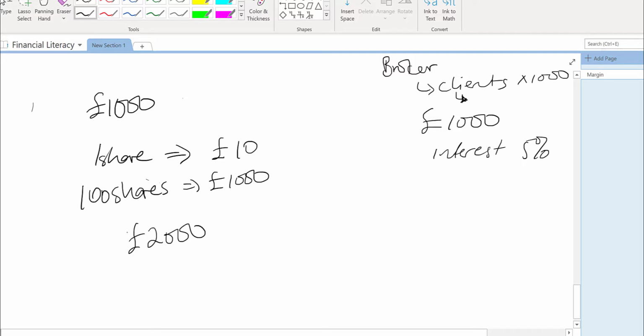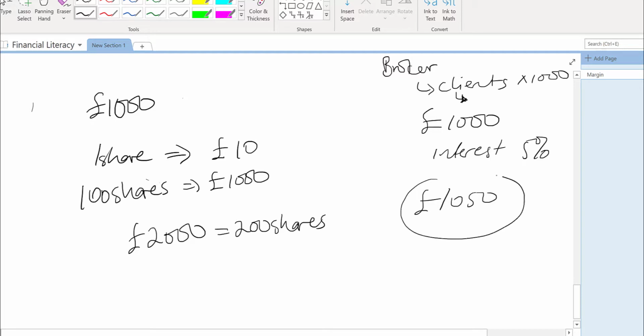So you now have £2,000, right? And your £2,000 now, you can use it to buy more shares. So you now have 200 shares. But remember, you still owe the broker £1,000 plus 5% interest, which is £50. So basically, this is how much you actually owe the broker. This is the amount of money you will need to pay the broker back when you have sold your shares.